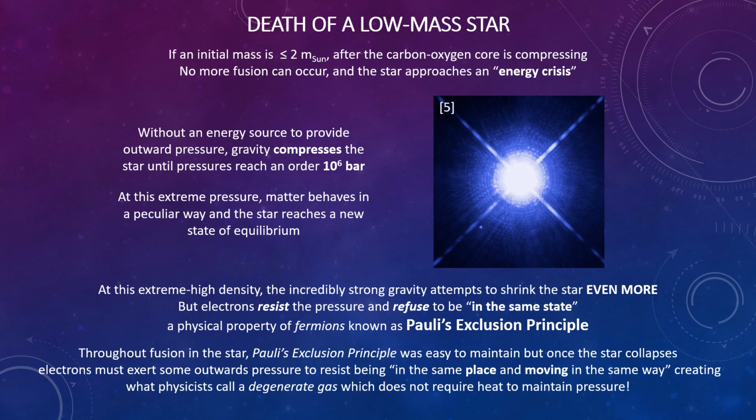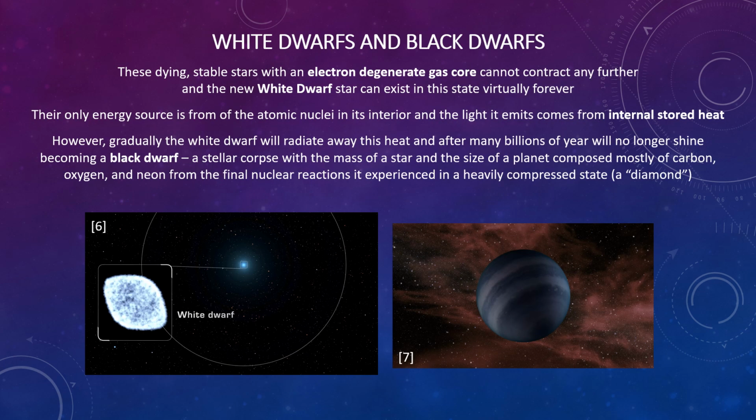So throughout the fusion in the star, Pauli's exclusion principle was easy to maintain, but after the star collapses, the electrons exert that pressure because they don't want to be in the same place and moving in the same way. Physicists call that a degenerate gas, which does not require heat to maintain pressure. So now we have what we call a white dwarf. These are the dying stable stars that are composed of that electron degenerate gas that will not contract any further. And they will exist in this state virtually forever.